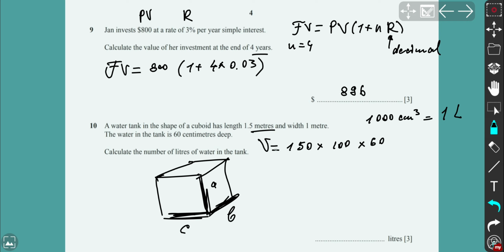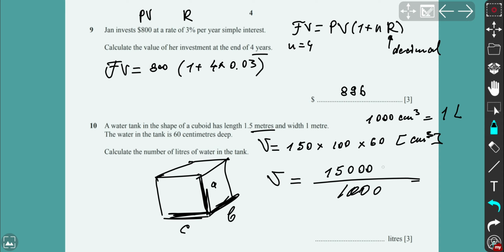So right now we've got the volume in centimeters cubed, all right? And then we need to divide by 1,000 if we want to convert into liters. So that's going to be the answer. So 150 times 100 times 60, divided by 1,000. Okay, that's going to be in liters right now. Let's calculate it quickly. Got everything, and we've got 900. So the answer is 900 liters.